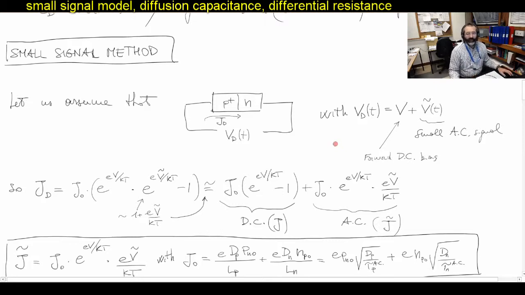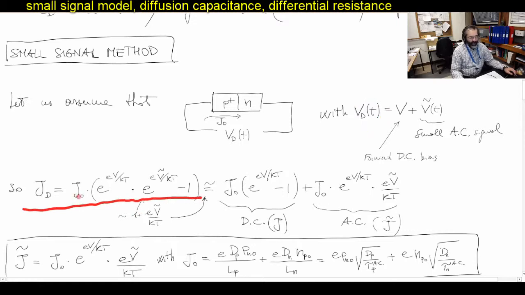So let's apply the small signal method. We assume that we are applying at the terminals of our PN junction a signal that is the sum between a DC component, constant V, and a small oscillating signal on top of that. And so we substitute this type of signal into the characteristic of the PN junction. This goes into the exponential part, so we can break up the exponential and write this.